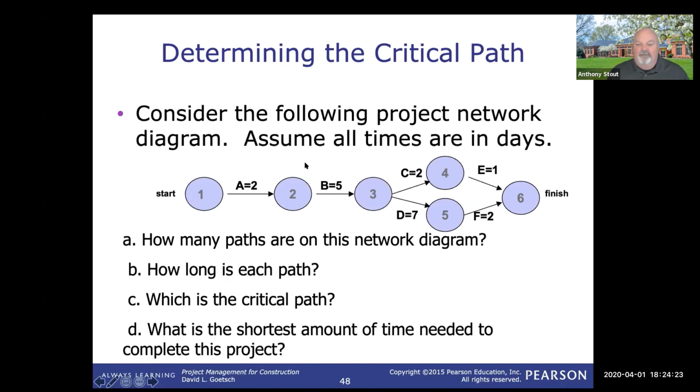A, B, D, F is correct because if we look at A, B, C, E, we're talking about 2, 7, 9, 10. It's 10 days, if you will, to do this path. To do A, B, D, F, it's 2, 7, 14, 16. It's 16 days to do this lower path. So that is the longest duration, and therefore that would be our critical path. So the shortest amount of time needed to complete the project is 16 days, whatever the longest path is.